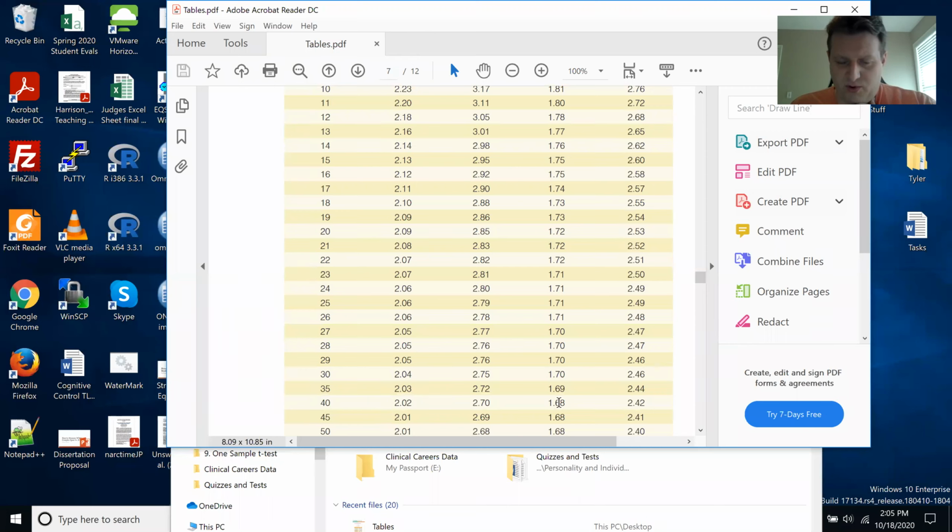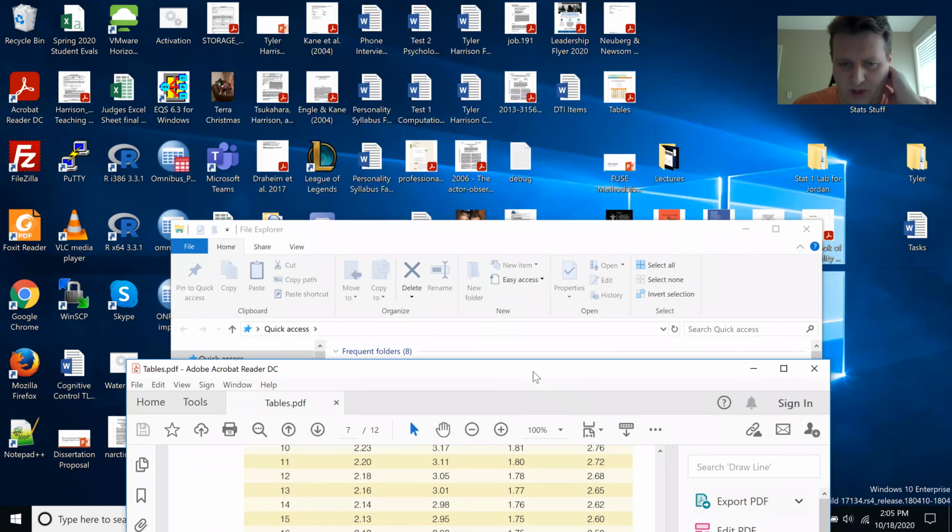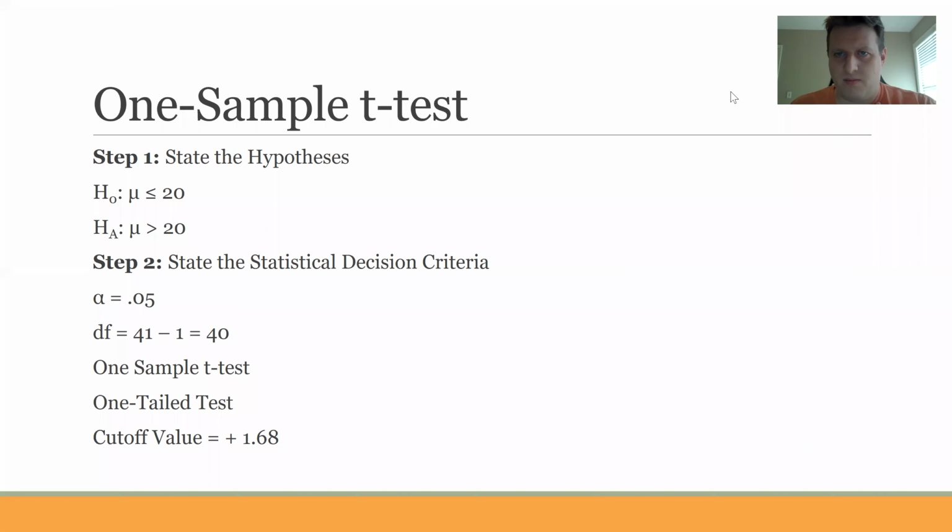I'm doing a one-tail test, so it's going to be right here. So it should be positive 1.68. If it were less than, I'd have the negative 1.68. But I have the positive value because we're predicting that the sample mean is going to be larger than that particular value. Sorry, I lost my PowerPoint, and I didn't want you guys to bear with me while I tried to find it. So our cutoff value is positive 1.68.